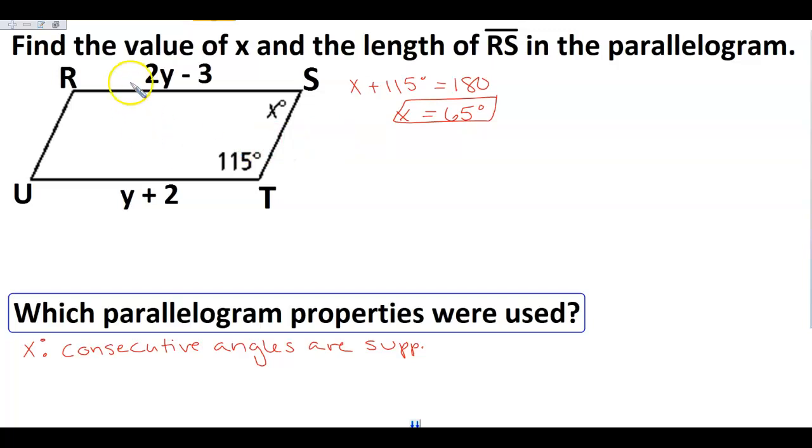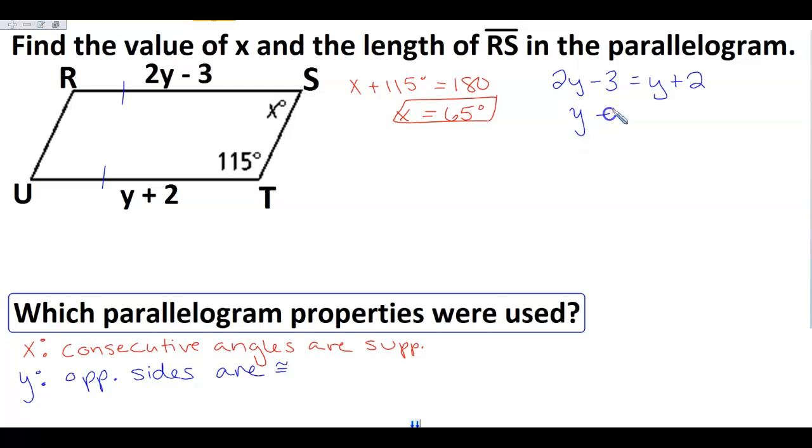Then for y, if I look here, I know that these two sides have the y and they are across from each other. So for y, I'm going to use the property that opposite sides are congruent. And again, you're going to write that over in that left-hand box. All right, so for y, I'm going to set 2y minus 3 equal to y plus 2. Subtract y from both sides, we get y minus 3 equals 2. Add 3 to both sides, we get y is 5.